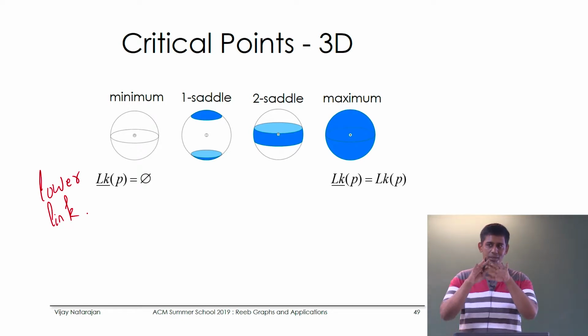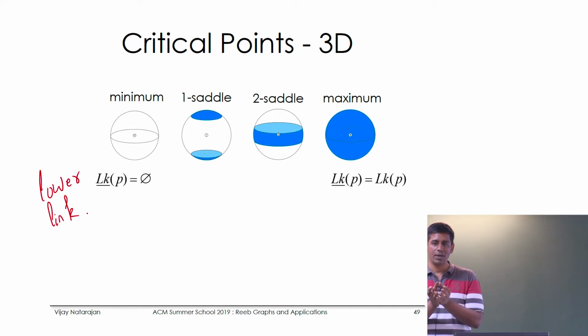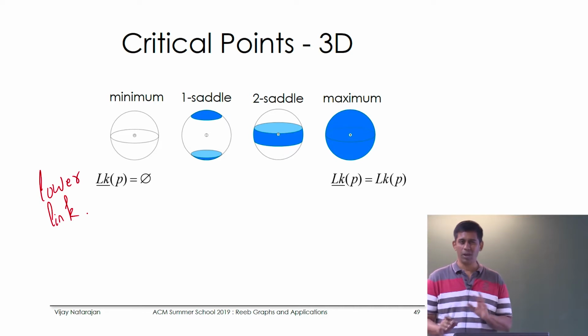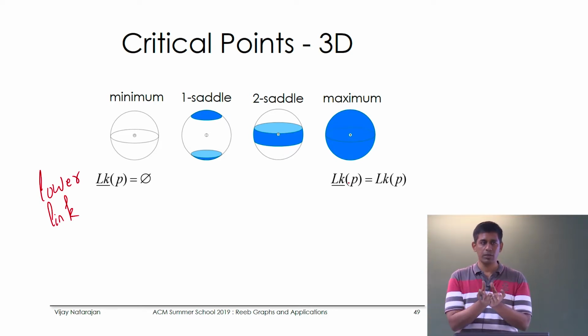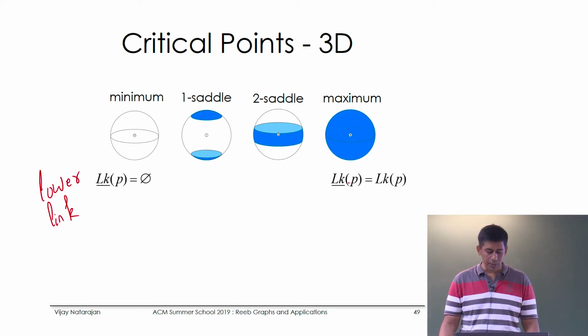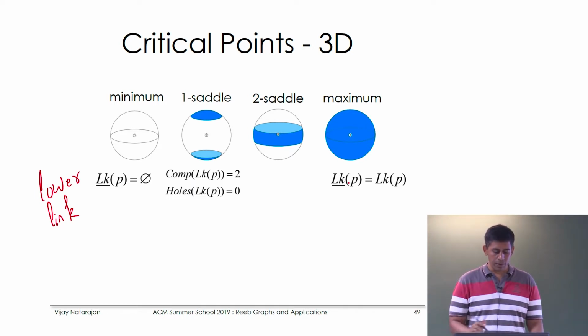So, what does it have? It encloses a void, okay. That can also be computed. I am not talking about that, but that is different topologically. It's a sphere. How about the saddle? This is one type of saddle. The lower link has two connected components, no tunnel or anything. So, that is what is shown here, two connected components, no holes.